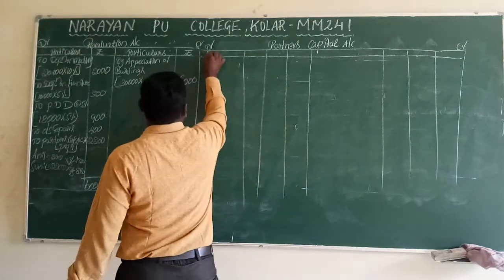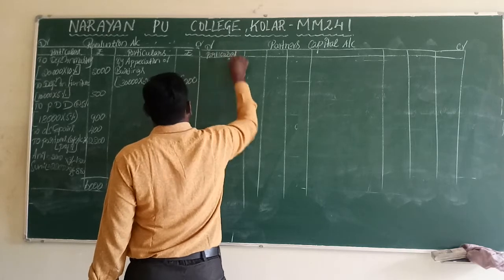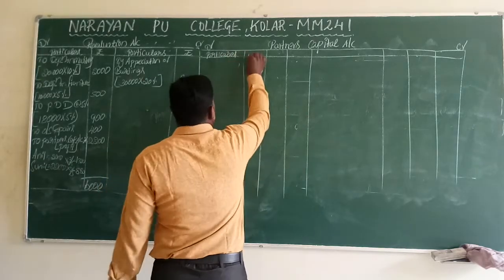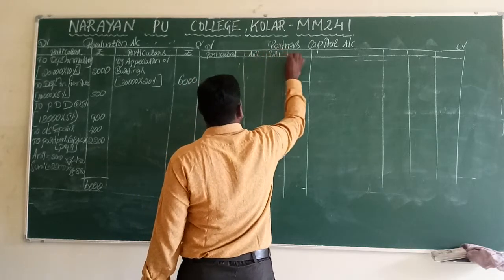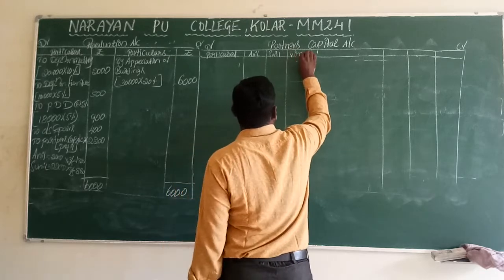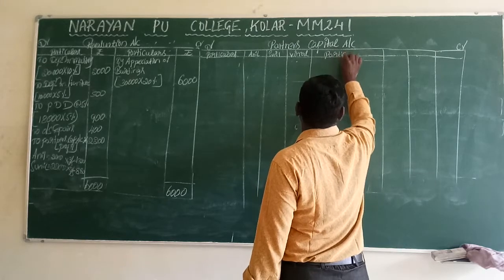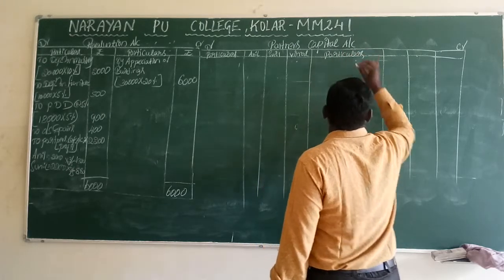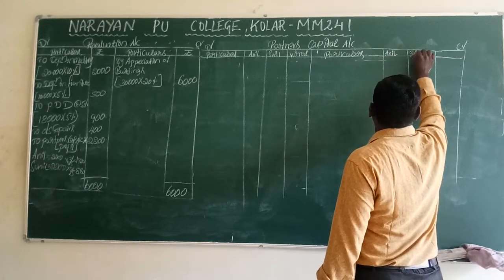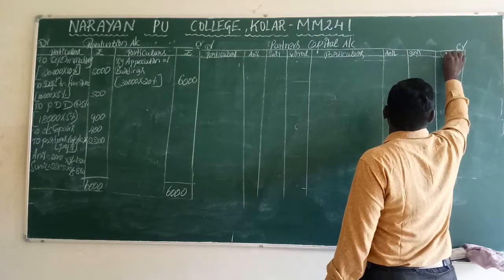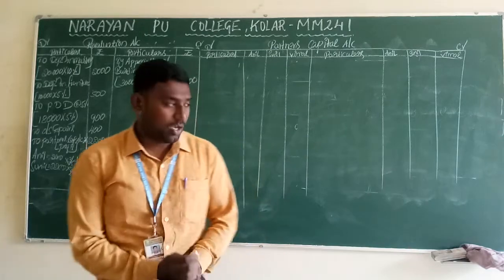So on the debit side, particulars. Here three partners are there. First partner is Anil. Second partner is Sunil. Third partner is Vimal. Again on the credit side, particulars: Anil, Sunil, and the third partner is Vimal. Anil, Sunil and Vimal. So these are the columns.